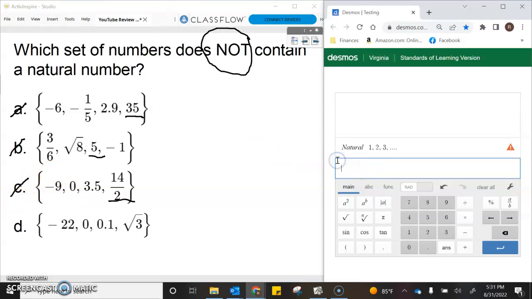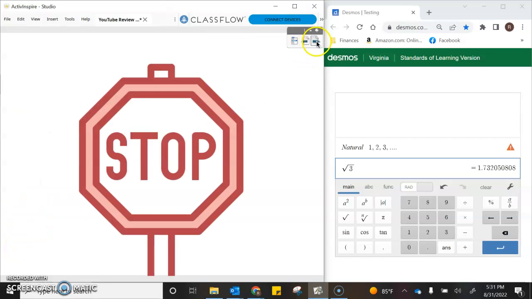I think we know what our answer is, but let's try it anyway. -2 is not natural, because these are the natural numbers. 0, not natural. 0.1, not natural. Let's try square root of 3. Definitely not natural. So this is your answer. All right, so we'll try to do the next one.